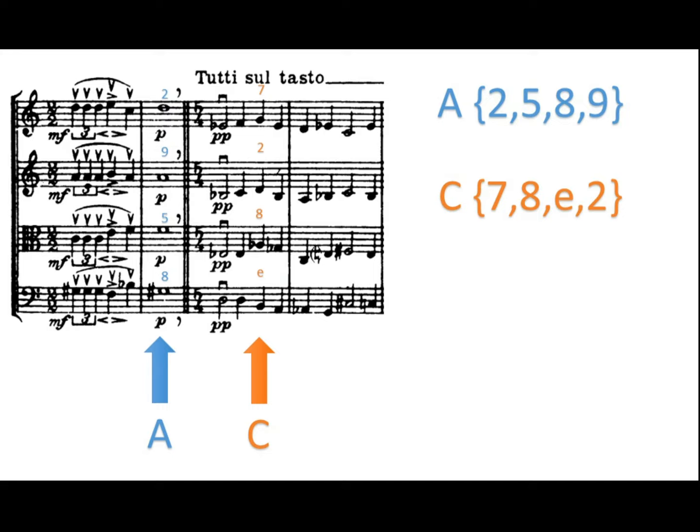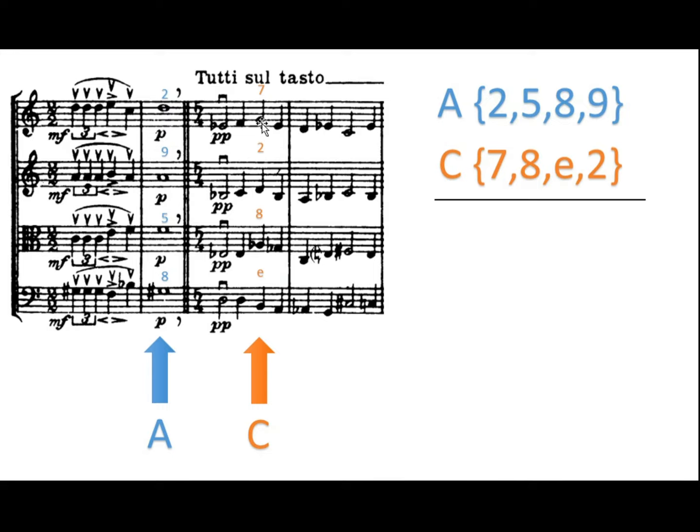Now let's compare a different chord. We're going to use the same set A that we had before, but now we'll look at this chord, which we'll label set C. The pitches involved are B, A flat, D, and G. E, 8, 2, 7. And the normal order of set C would be 7, 8, E, 2. If we subtract set C from set A, mod 12 would say 2 minus 7 equals 7, 5 minus 8 is 9, 8 minus E is 9, and 9 minus 2 is 7.